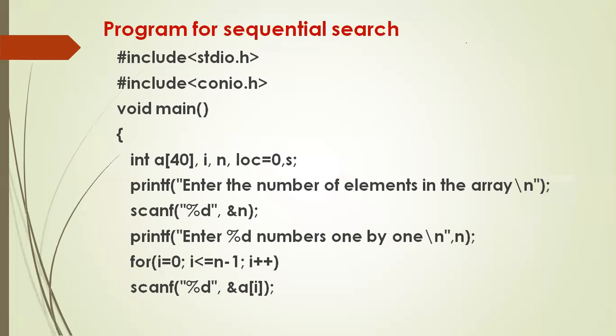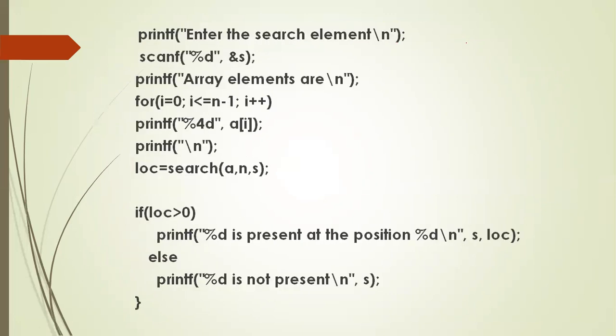So assume that n is given as 5. Enter 5 numbers one by one, because %d is replaced by the value of n. So n is 5 now. Enter 5 numbers one by one. I equal to 0 means input A0, A1, A2, A3, and A4. Assume the elements I'm entering are 10, 20, 30, 40, 50. Next, enter the search element. Assume I want to search 40. So S value will be 40.